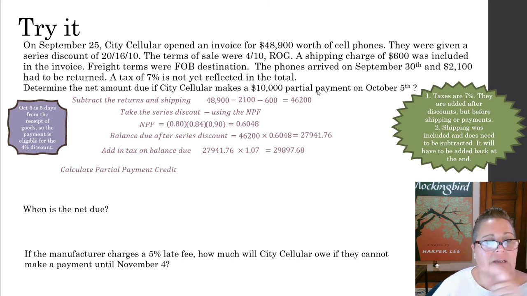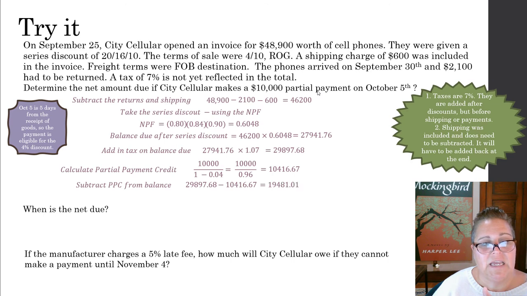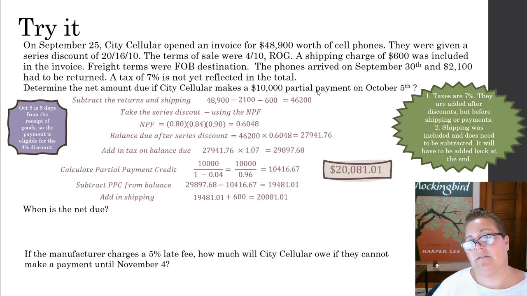Our partial payment credit would be $10,000 divided by the complement of 4%, or $10,416.67. I can subtract that from the balance of $29,897.68 to get $19,481.01. I've got to add my shipping back in, so that's plus another $600 to get $20,081.01.